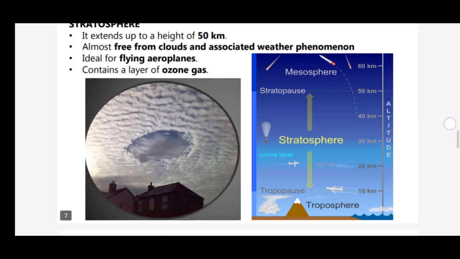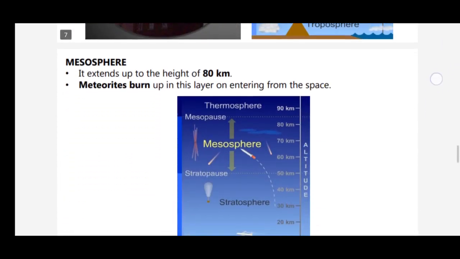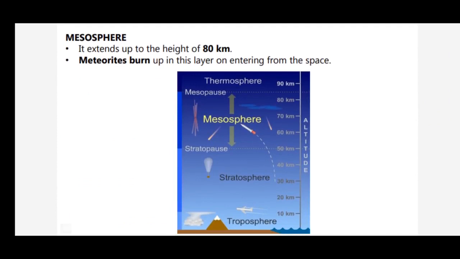So let's go for the mesosphere. The next sphere is what, children? Mesosphere. Children, do you know why this sphere got the name mesosphere? In this sphere, meteors come and burn. This is the third layer of the atmosphere, just above the stratosphere. This layer extends up to a height of 80 kilometers.